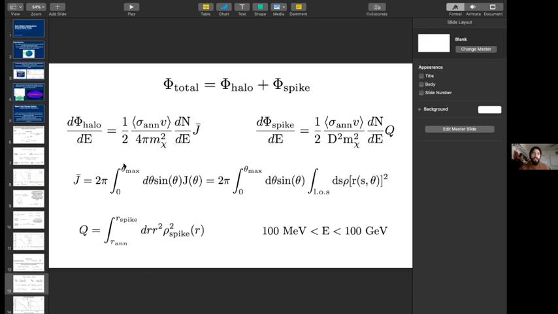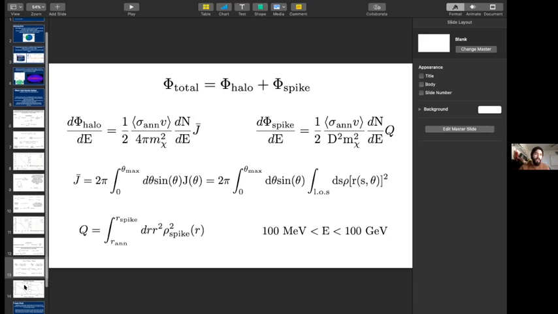For the J factor, we integrate from some angle theta to some theta max. This just basically defines the resolution of your detector. And we integrate the spectrum, this dN/dE, from an energy of 100 MeV to 100 GeV. And this just comes from the energy resolution of Fermi-LAT. So these are the parameters. The total flux coming from the dark matter annihilations is the sum of the extended halo plus the spike signal.